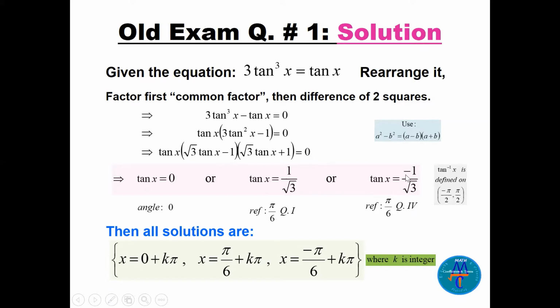Also, the reference here, pi over 6. But since we have a minus, the angle itself is in quadrant 4, so it will be minus pi over 6. So the whole solution will be x equals 0 plus k pi. Remember, the period for tan is pi, and x equals pi over 6 plus k pi, and x equals minus pi over 6 plus k pi, where k is integer.